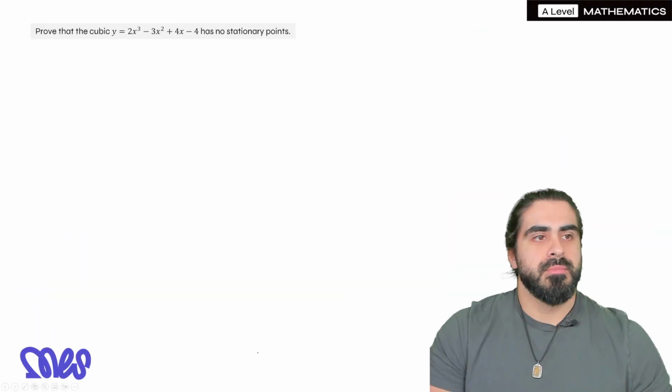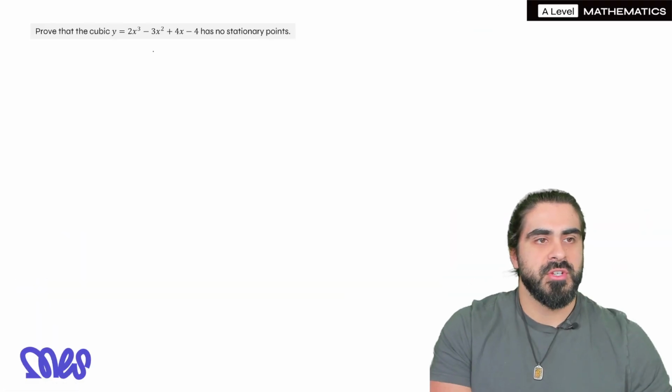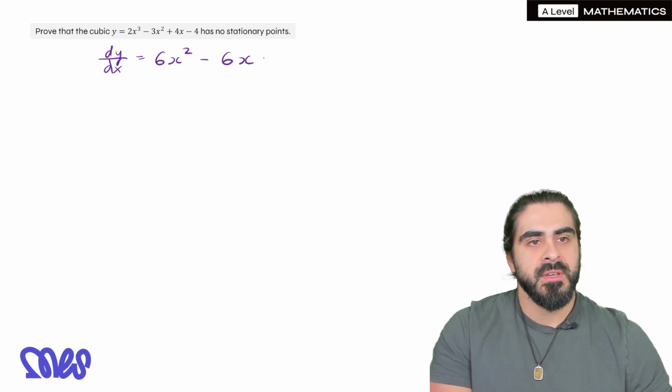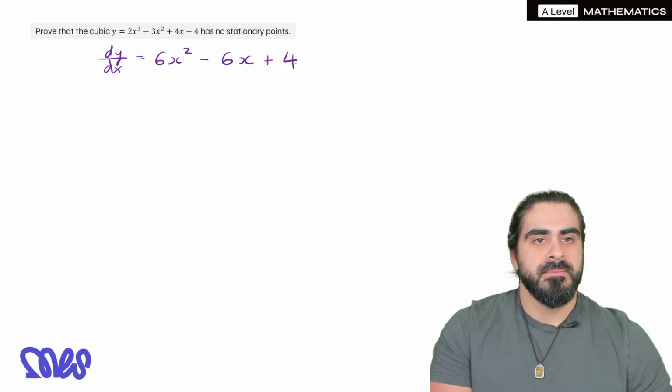Prove that the cubic y equals 2x cubed minus 3x squared plus 4x minus 4 has no stationary points. Well, we still need to observe the stationary points and show that it can't exist. So we still need to differentiate it, dy by dx, and see what we're left with. So bring down the 3, 2 times 3, 6, x squared, knock 1 off the power, minus 2 times 3, 6, x, knock 1 off the power. Then we have plus 4.